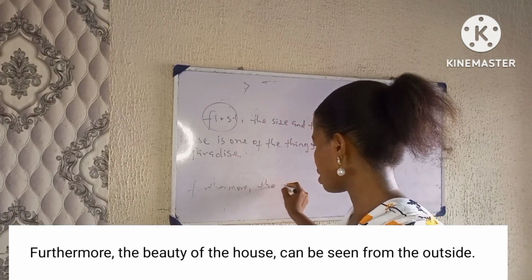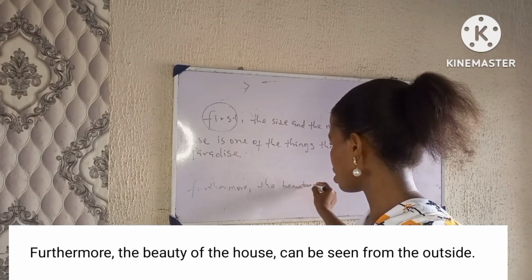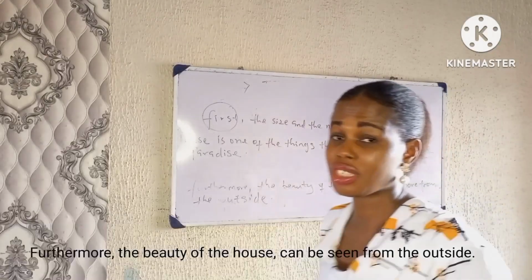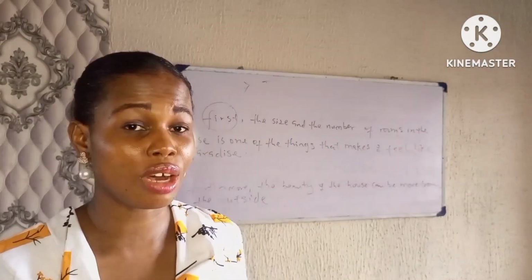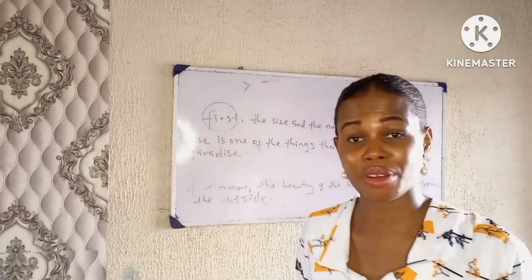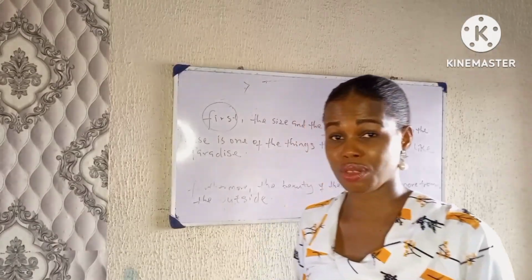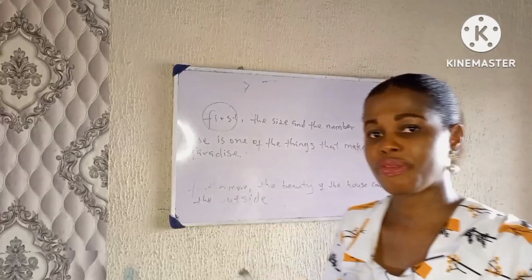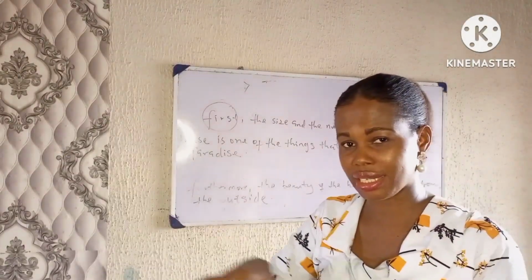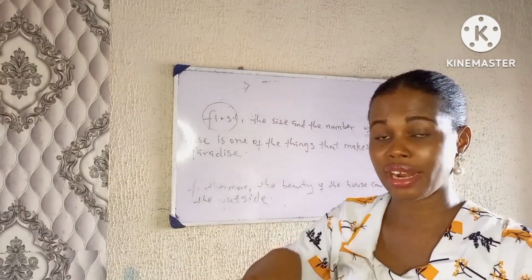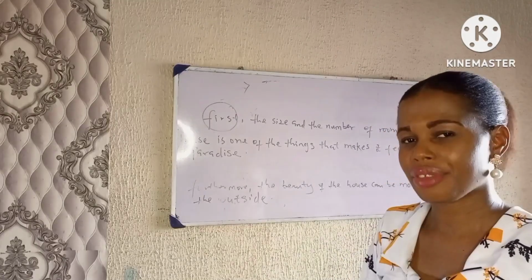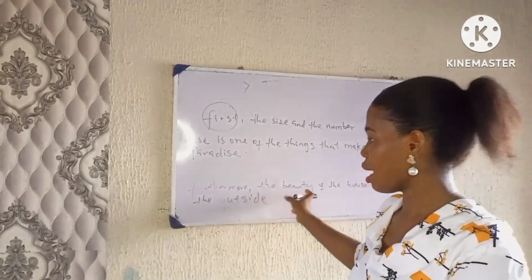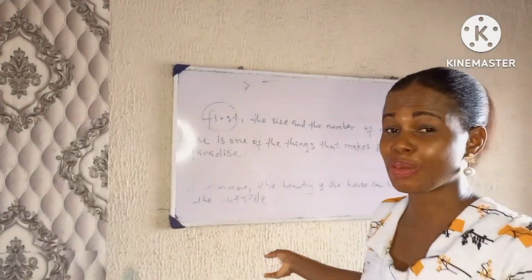The beauty of the house can be seen from the outside. Now I'm going to discuss things that border on the beauty of the house. In this paragraph, I'm going to discuss the exterior beauty of the house. Things like the exterior painting of the house, maybe flowers that are in the compound of the house. Things that are exterior in the house. So this is what should be contained in this paragraph.